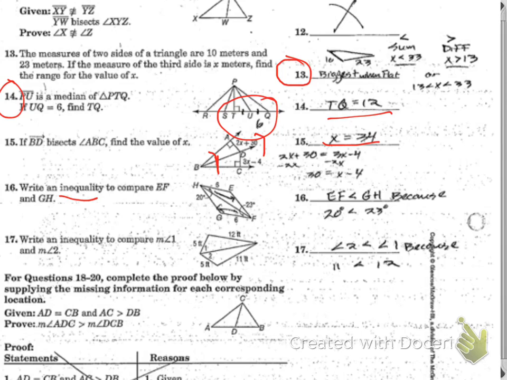Again, this one's tough in number 16. Look how it's labeled. You got to be careful. 20 degrees is actually this angle. Let me show you the angle. I'm going to color it in for you. The angle right here is the 20-degree angle. And then the angle right here is the 23-degree angle. So when you're comparing those, you have to be careful which one's which. So the 20-degree angle is across from EF, and that's smaller than the 23-degree angle, which is across from GH. So the order is EF less than GH for the sides.